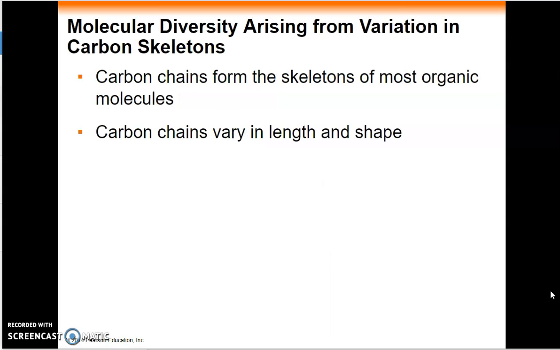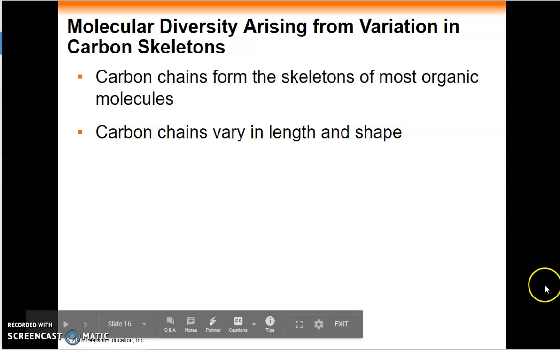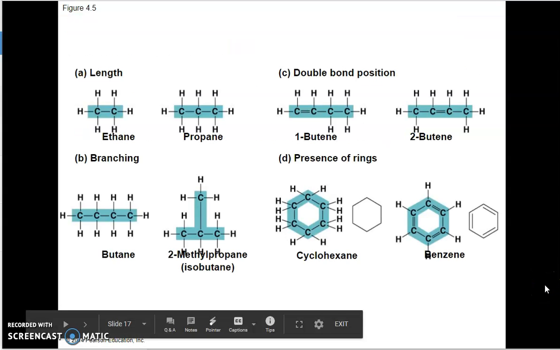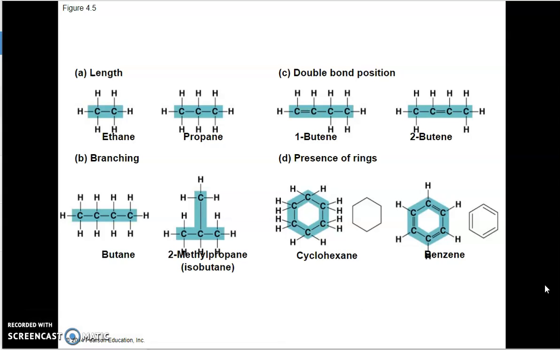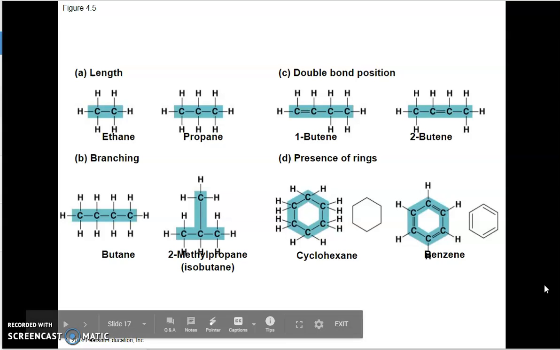Carbon chains form the skeletons of most organic molecules. Carbon skeletons can vary in length and may be straight, branched, or arranged in closed rings. Carbon skeletons can include double bonds. Atoms of other elements can be bonded to the atoms of the carbon skeleton. Here we can see some examples: the length, the double bond position, and the branching, as well as the presence of rings.